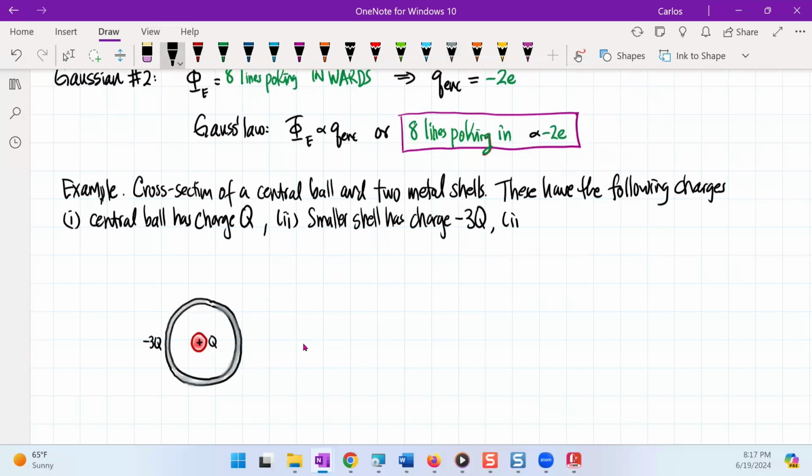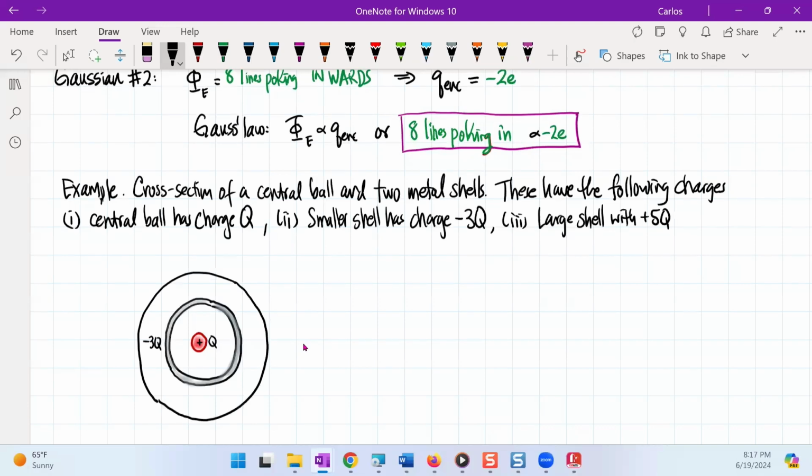Then I have a third object, and this is going to be a larger shell with charge of plus 5Q. So now I have to draw a larger one, and this is what we call concentric shells. Now I could have drawn these as lines, but again, I want to give the illusion that we're talking about shells.